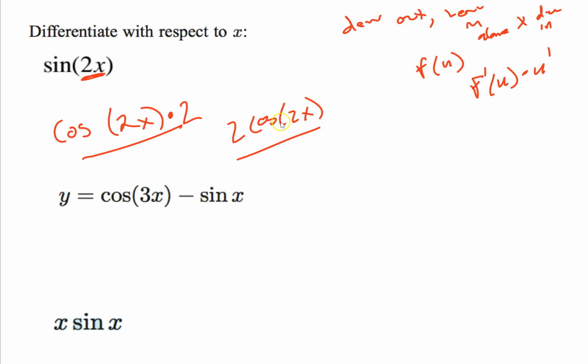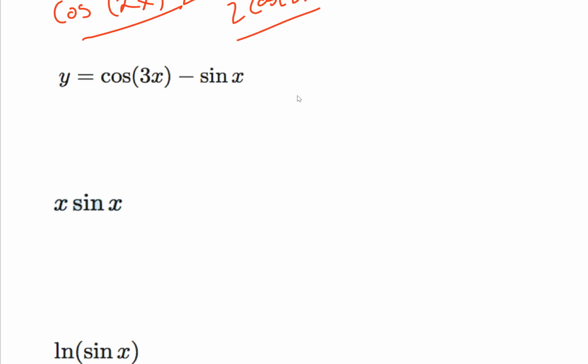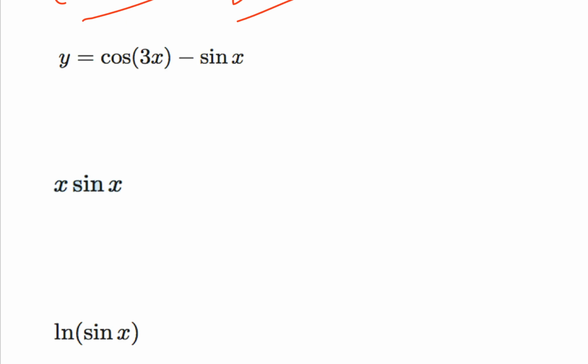If you want to make it prettier. Moving on to the next one. Cosine 3x minus sine x. Again, we have another chain rule right there. So that's inside the cosine. So take the derivative of the outside. The derivative of cosine is negative sine. Cosine only has a negative derivative. Leave the inside alone. Then times by derivative of the inside. Over here, derivative of sine. Hey, look, a basic one. Derivative of sine is cosine.